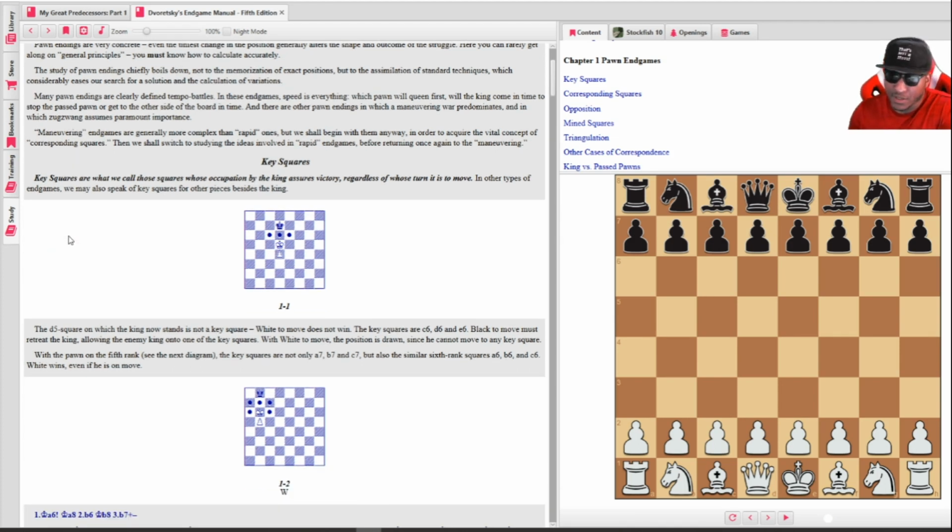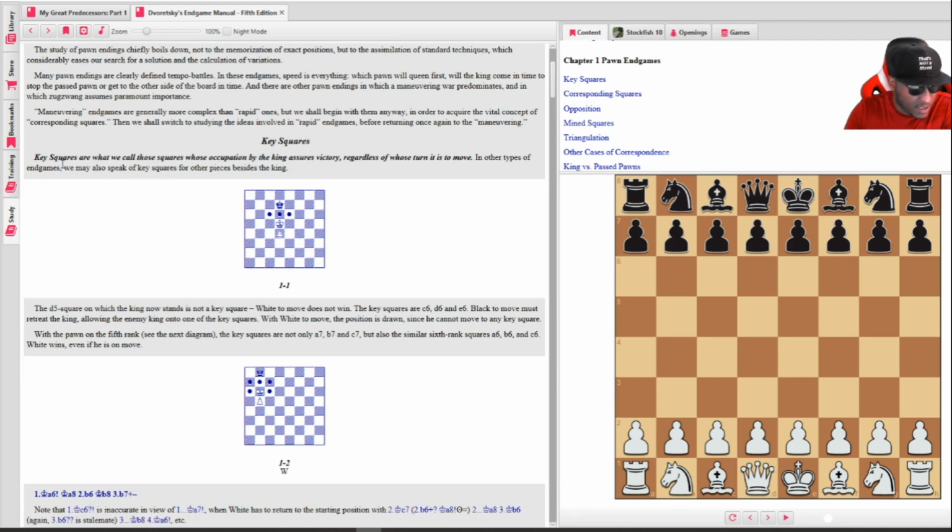I actually have the 4th edition already on another device, but this 5th edition, I'm excited to see what they have here. So then we shall switch to studying the ideas involved in rapid endgames before returning once again to maneuvering. Key squares. Key squares are what we call those squares whose occupation by the king assures victory, regardless of whose turn it is to move. In other types of endgames, we may speak of key squares for other pieces besides the king.